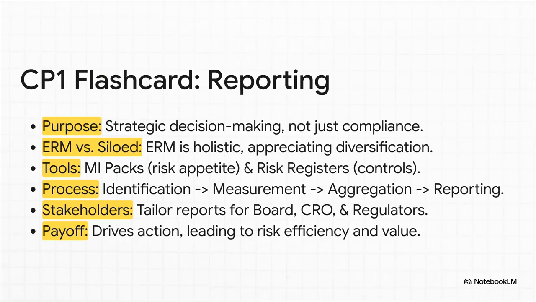Okay, we have covered a huge amount of ground here. To help lock it all in, let's condense everything we've talked about into a single, clean exam flashcard. So here it is, the whole story on one slide. Remember, it all starts with a purpose. It's strategic, not just compliance, and it's a key part of the actuarial control cycle. The best way to do it is with a holistic ERM approach to avoid those dangerous silos. Your key components are MI, PACs, and risk registers. The whole thing follows a clear 4-step process. You absolutely have to tailor the output for your key stakeholders. And the final payoff? It's not a report, it's action. It's smarter planning, better capital use, and ultimately a more valuable company.